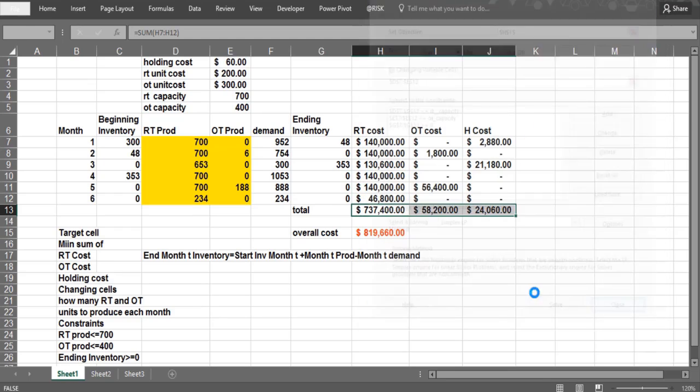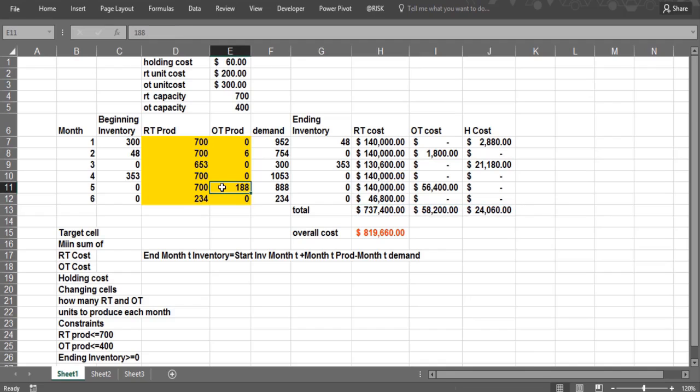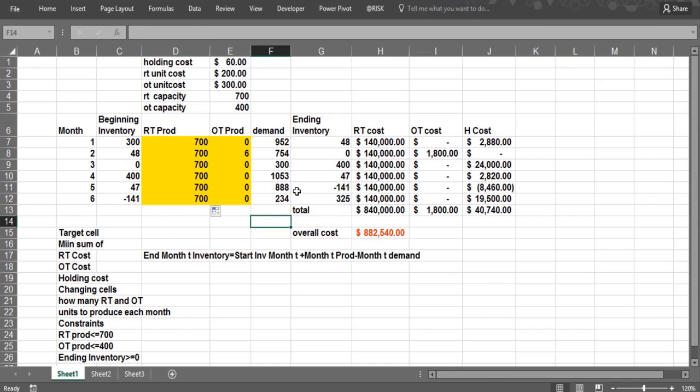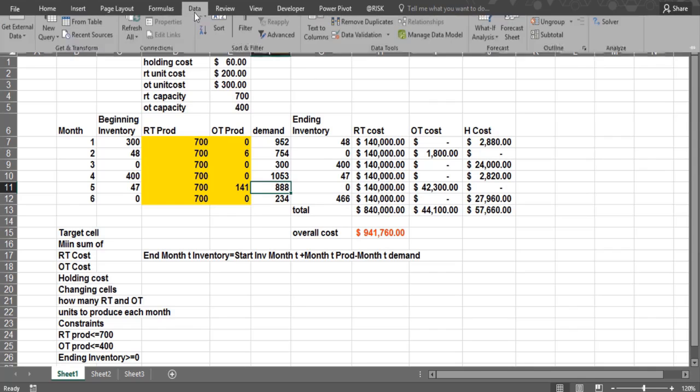Now I can close this. Let's suppose I start with a solution that uses no overtime. See, that can't be right because I'd have negative inventory. Let's suppose I use a solution that does regular time production every month. Okay, that still can't be right because I have negative inventory here, so maybe if I did 141 overtime, well, that's feasible. Okay, that meets the constraints because ending inventory is always non-negative. Okay, but that has a higher cost, so that's not the right answer.